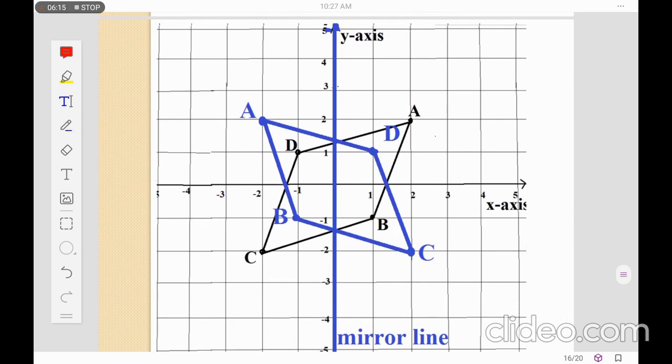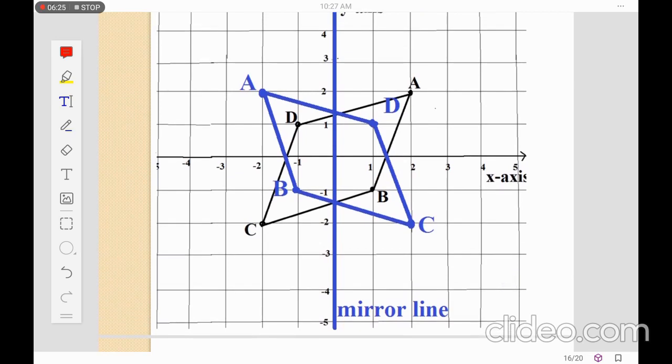And you can check the distances from the mirror line. Basically that's what happens when we are doing a reflection with the x-axis and the y-axis as the mirror line. Otherwise, bye bye guys, let's meet next time.